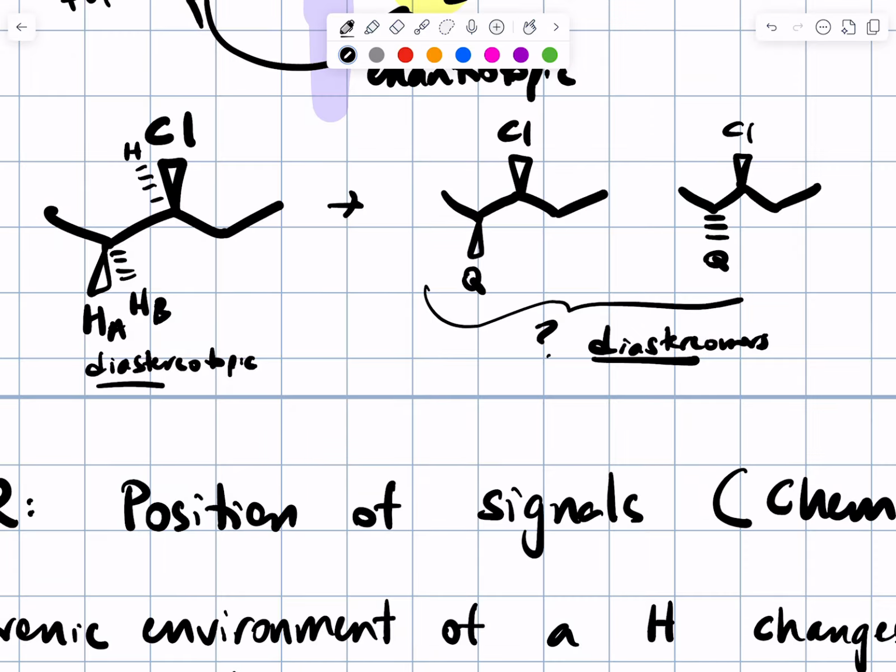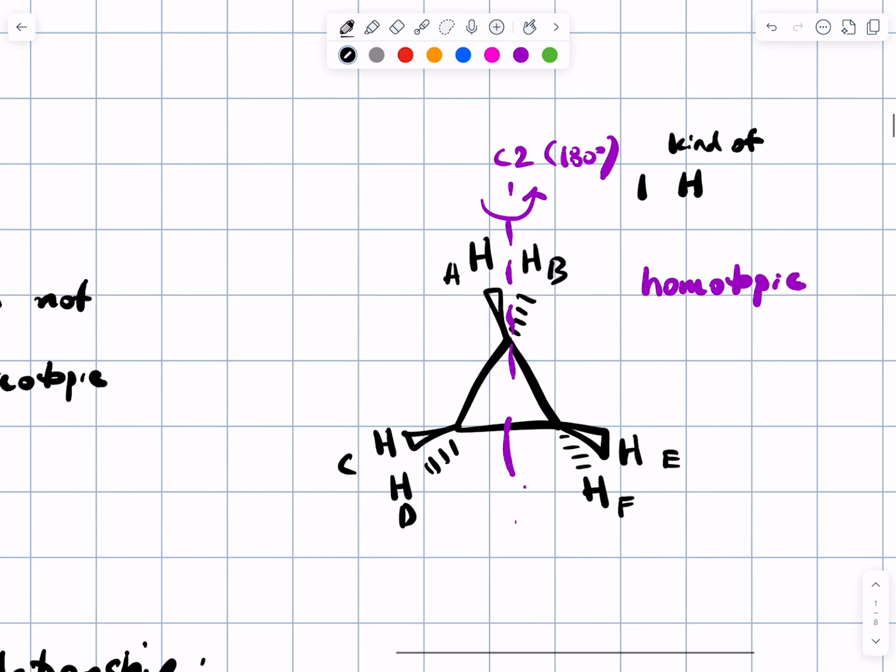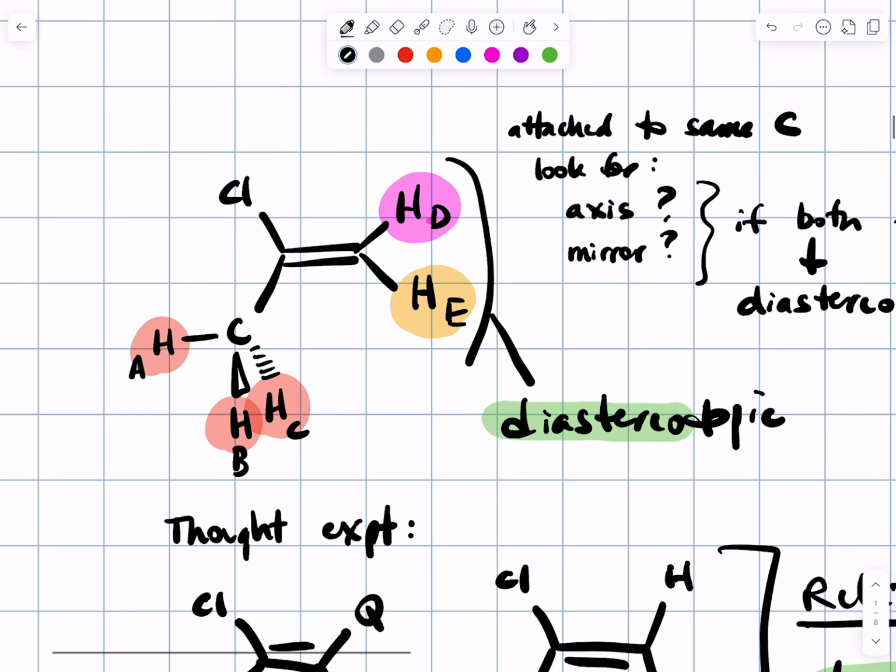Yes? What would a test question look like on this? A test question would look exactly like what we've been doing here. What is the relationship between those two protons? You choose A, homotopic, B, enantiotopic, C, diastereotopic, D, just plain different.